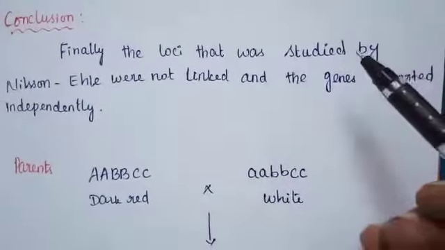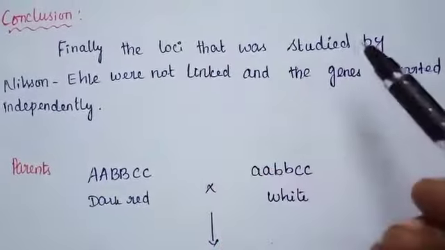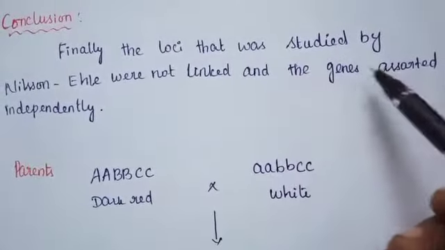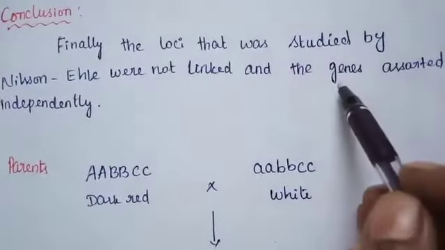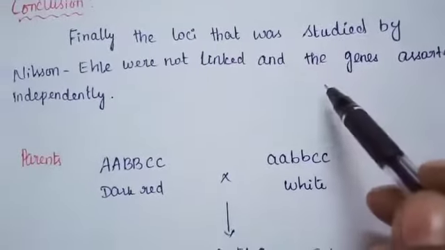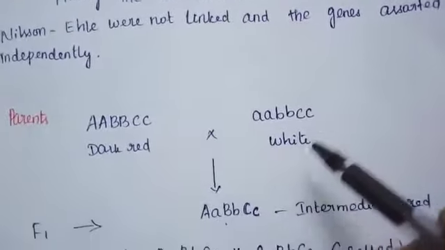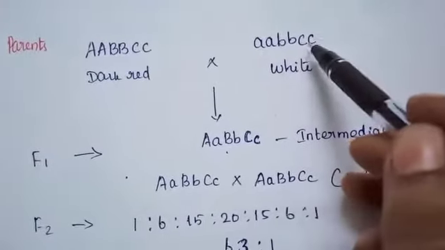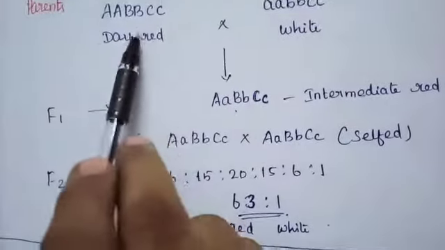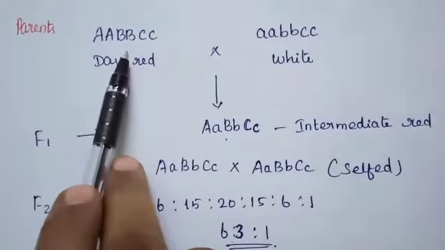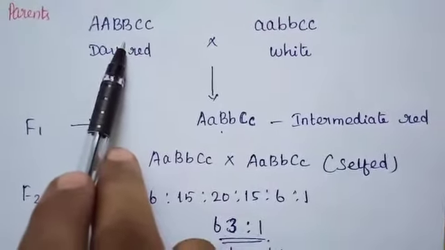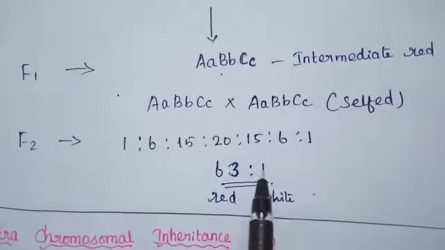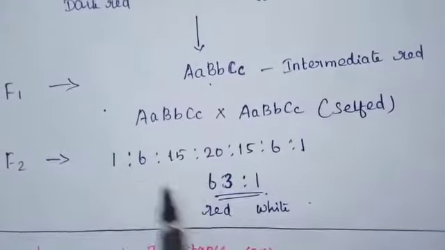Finally, the loci, meaning locus, place, that were studied by Nilsson Ehle were not linked, and the genes are assorted independently. So next, later the researchers discovered the third gene also affects the kernel color of wheat. Here 3 independent pairs of alleles were involved in the kernel color. So in this F2 generation 63:1 ratio is present.